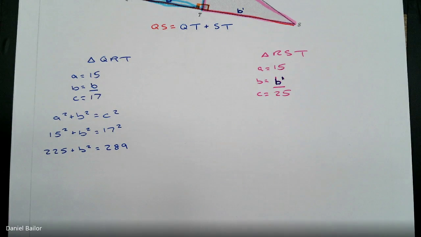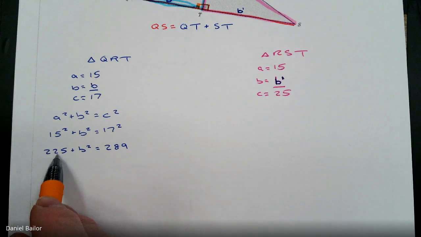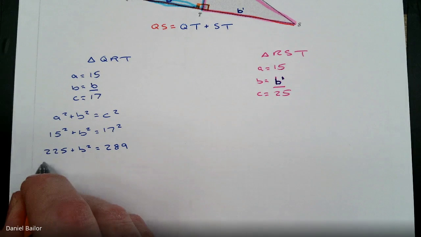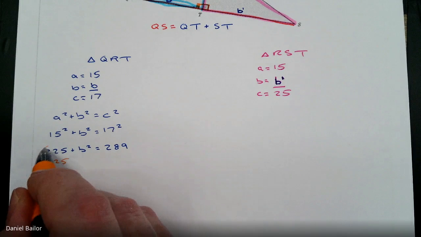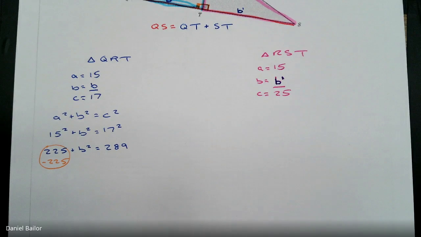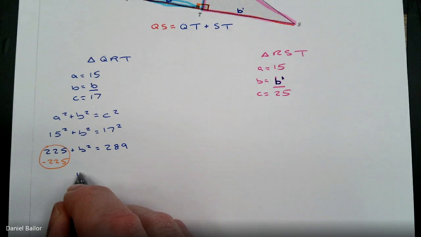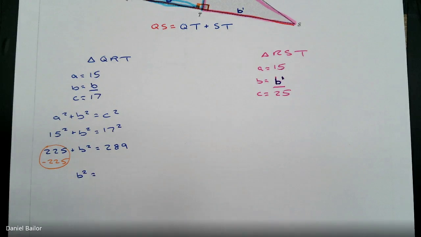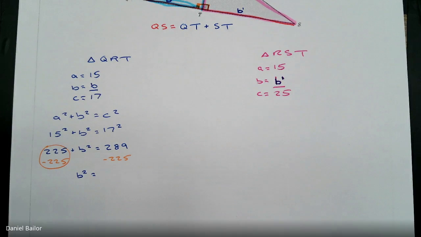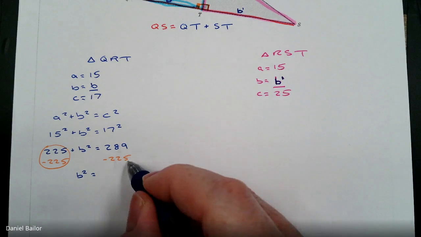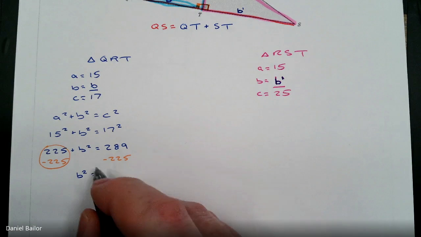And again, we want the B by itself, so we need to get rid of this one on the same side as it. So we do minus 225, because 225 minus 225 makes 0, and 0 plus B squared is just B squared. But I also have to do minus 225 on this side. And if we do 289 minus 225, we get 64.